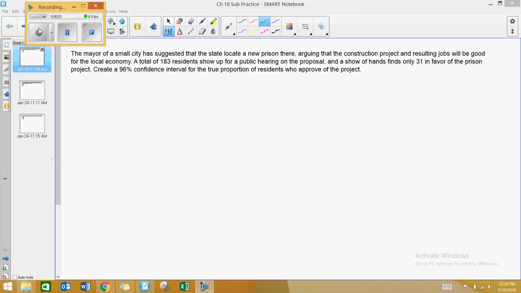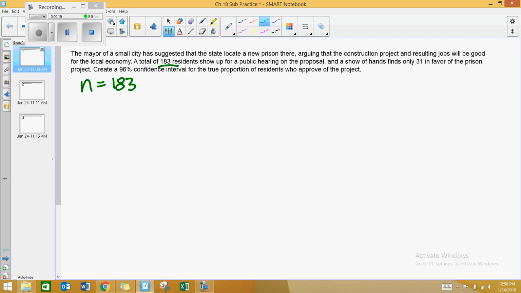So in this video, I'm going to be talking about the problems from the Chapter 18 sub-practice sheet. For this first problem, I want to start by identifying all of the variables we've been given. We know that 183 is our n. And it says here that 31 people favor the PRISM project. So this was our sample that we conducted.